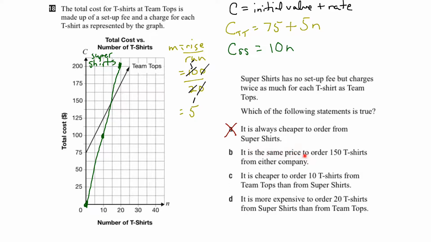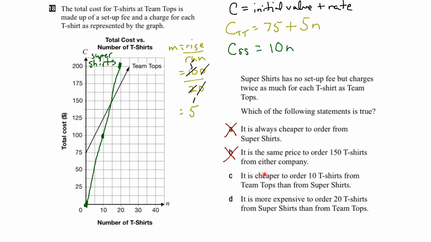Next statement, it is the same price to order 150 t-shirts from either company. Well, our t-shirt line here only goes up to 40, so we have to go all the way out to 150 here. But nonetheless, we'll know that because these lines go in different directions, they're never going to be exactly the same cost. The only time they will be the same cost is right here, and that is at about 15 t-shirts sold, not 150 t-shirts. Be careful, watch out, because it is $150 that is the same cost for both. But we're asked here about the number of t-shirts. So in this case, again, this statement is false.